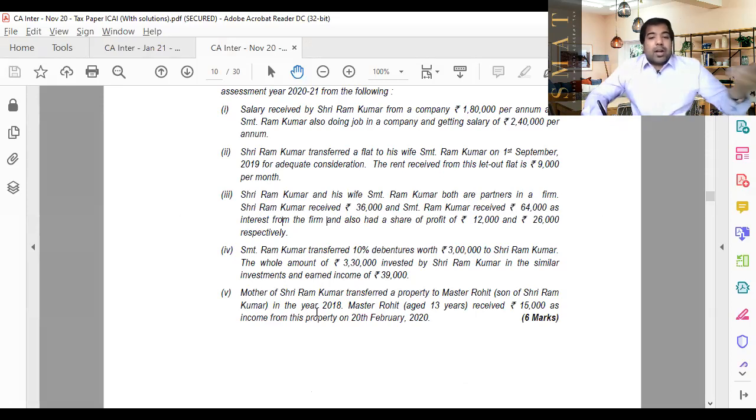Mother of Sri Ram Kumar transferred a property to Master, son of Sri Ram Kumar. So basically a grandmother is giving a flat, very kind, to the grandson in 2018. Now the master, who is a minor child, received 15,000 as income from this property. Guys, a minor receiving income from a house property will be added back to the parents' hands. So first you'll calculate the parents' income. Whichever has higher income, you'll add this 15,000 in that person's hands. It's not per month, so 15,000 you'll add, but of course you will give a deduction of 1,500 exemption under section 10(32), and that you will get your entire 6 marks.